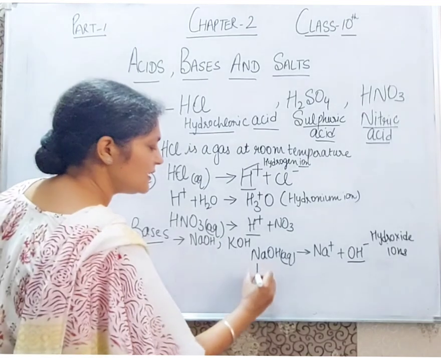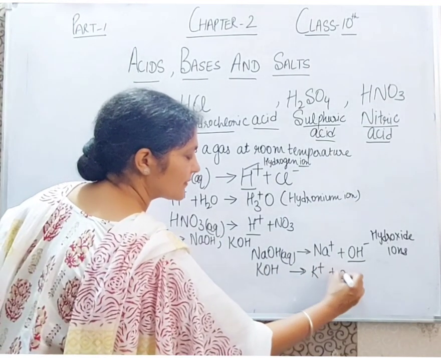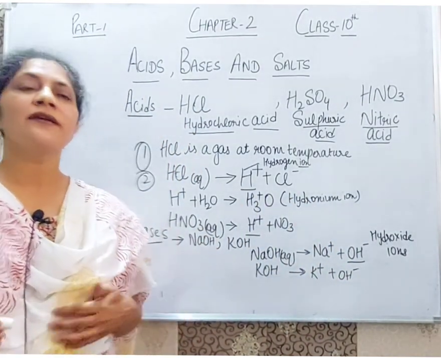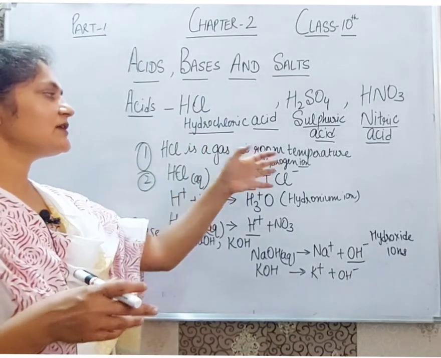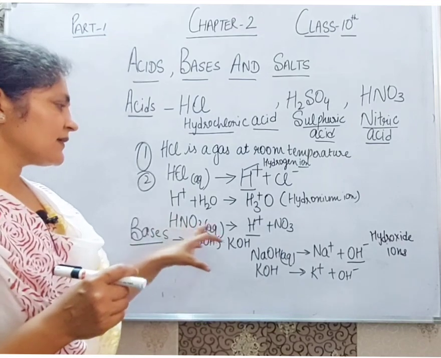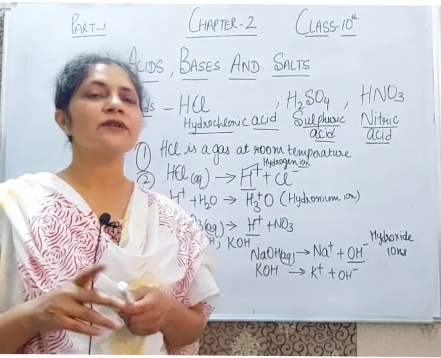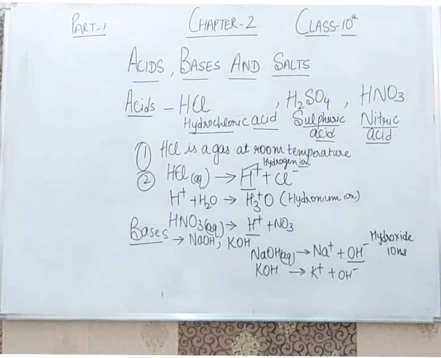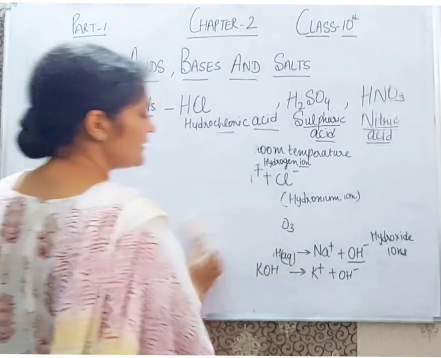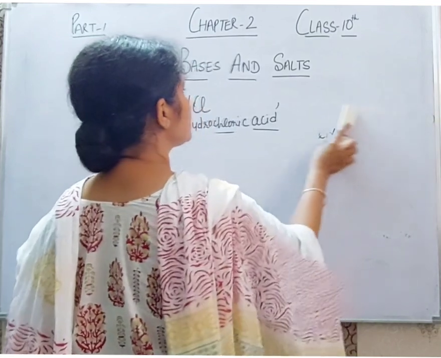We can also see in the case of potassium hydroxide. Right students? So we have come to the conclusion that acid gives hydrogen ion when dissolved in water, and bases give hydroxide ions when dissolved in water. Now students, there are many strong acids and there are also weak acids. Now we will see what are strong acids and weak acids, and what are strong bases and weak bases.